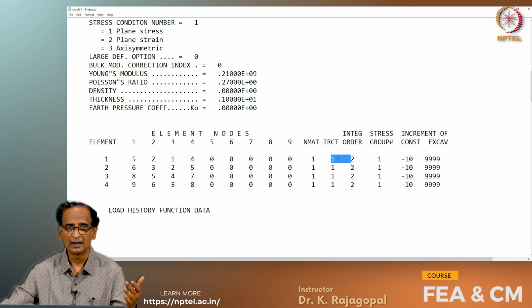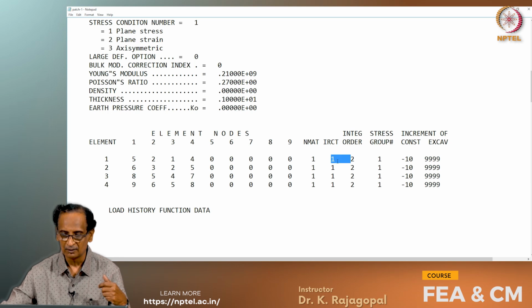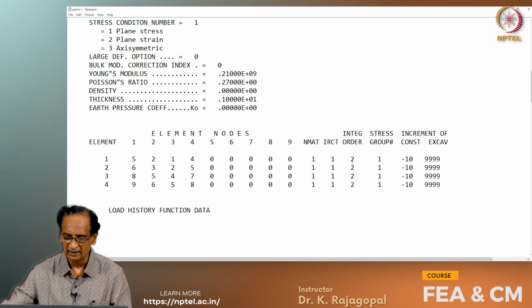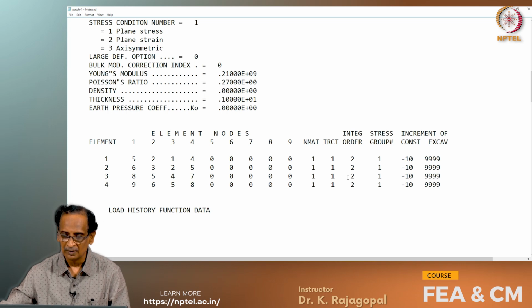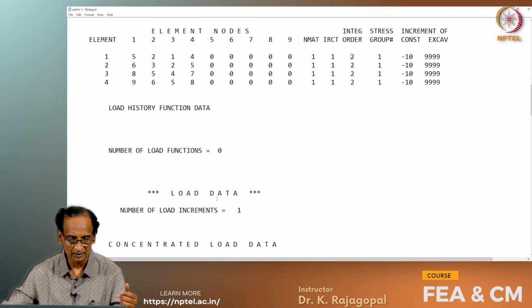Then there is another type 2 that refers to the infinite element. Then integration order, 1 is for 1 point, 2 is for 2 points in each direction, both xi and eta directions. And then the stress grouping is actually, if you want to print the stresses at some points, you can use this option.